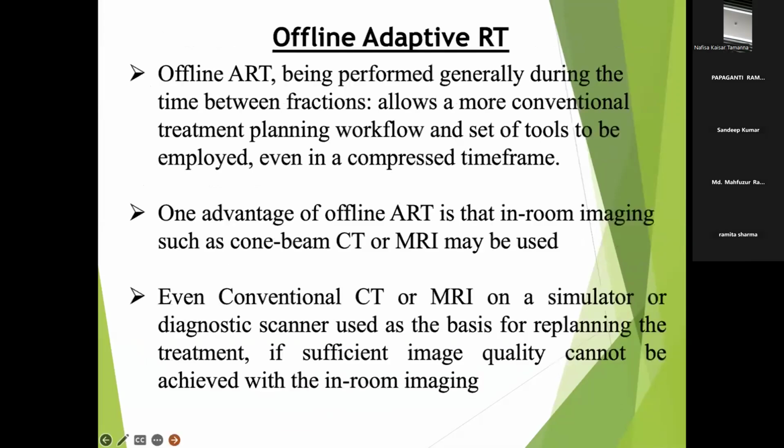First, we'll discuss the offline adaptive RT. Offline ART is generally performed during the time between the fractions. It allows a more conventional treatment planning workflow and set of tools to be employed even in a compressed time frame. The basic advantage of offline ART is that imaging such as cone-beam CT and MRI may be used, even a conventional CT or MRI on a simulator or a diagnostic scanner used as the basis of the planning.